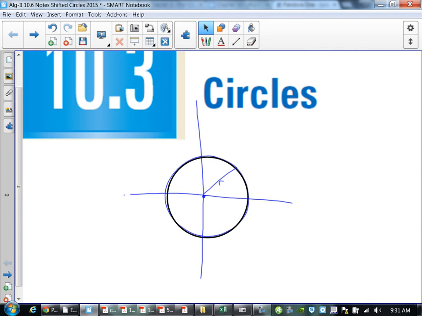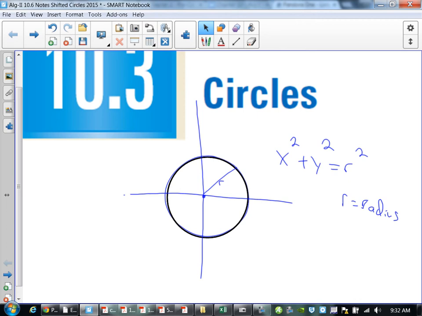Now, when you write the equation of a circle, if we're centered at the origin, there's no h, there's no k. Very, very easy. It is x squared plus y squared equals r squared, where r is your radius. You guys all knew that. You did that last year in section 10.7 in geometry.